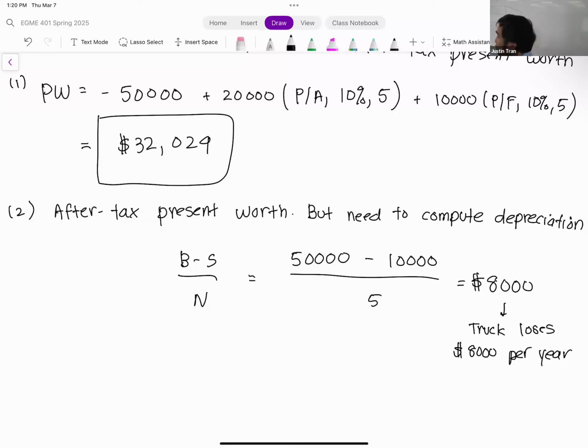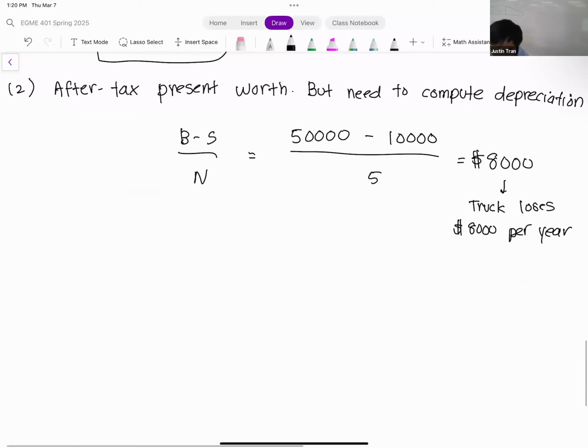Each year that we use the truck, that's $8,000 that we're never going to get back. Even if we sell the truck after 2 years, we're going to lose out on 8,000 times 2, because that's the amount that is lost. Since this is money that we are essentially losing to run our business, we can deduct this from our taxes.